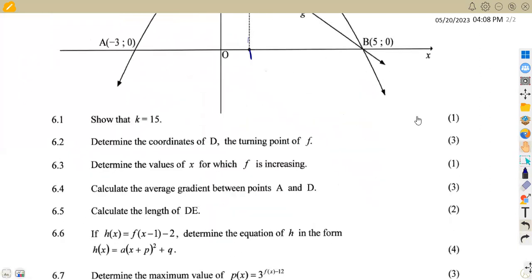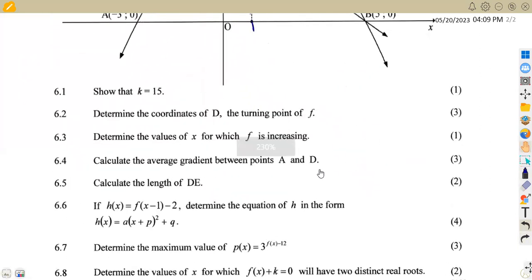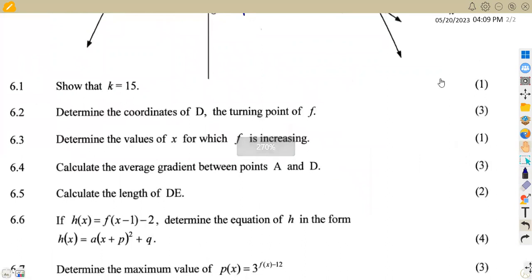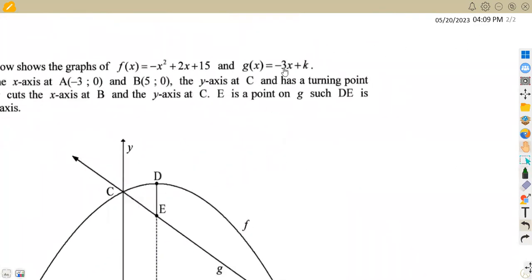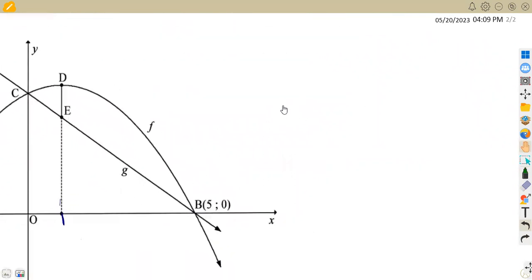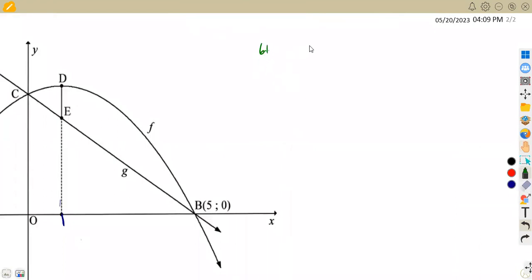The first part of the question, 6.1, was to show that k is equal to 15 from the information that you are given. We are supposed to use it and show that k is equal to 15. So where do we have k? Our k is taken from g(x). That's where we have our k in this case. So I'm going to take from g(x) here. Let me just write it aside. So that's 6.1. From g(x), we are given our equation as negative 3x plus k.